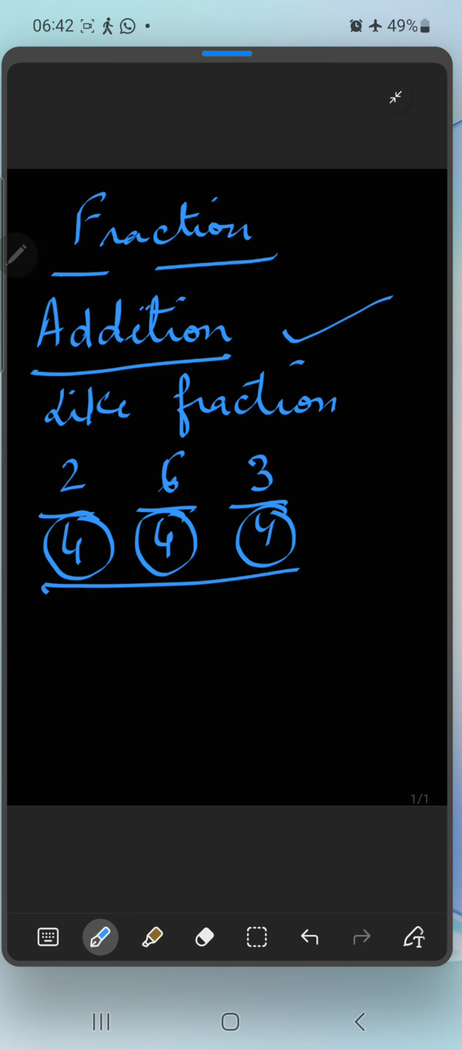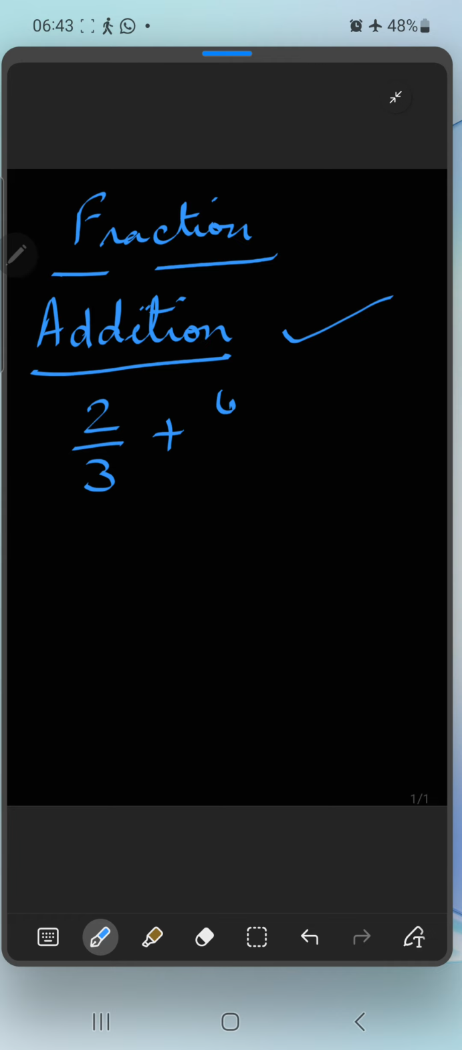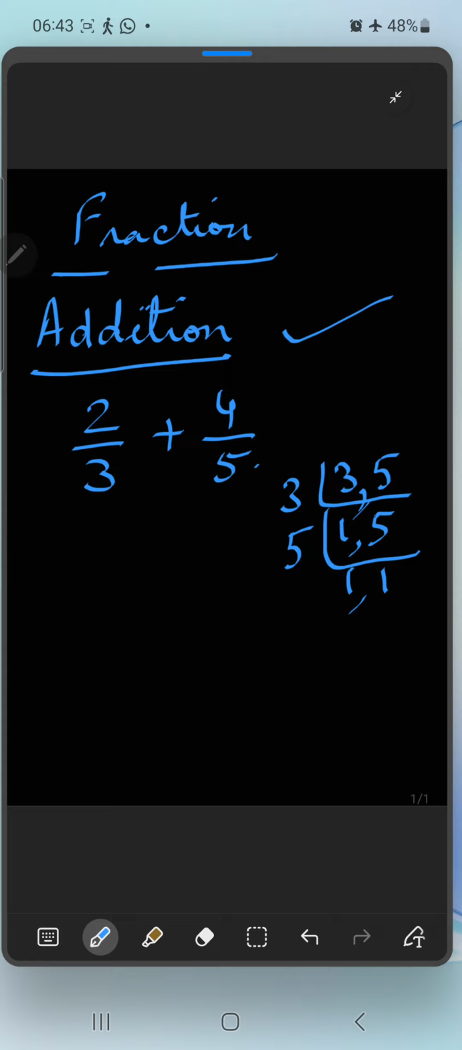Okay, so I will take up one example here. Suppose you have a fraction 2 by 3 and you have a fraction 4 by 5. You have to add these two fractions, but these fractions are not like fractions because their denominators are different. So the method of making your denominators the same number is that you have to take the LCM of the denominators. Okay, I hope you know how to do LCM.